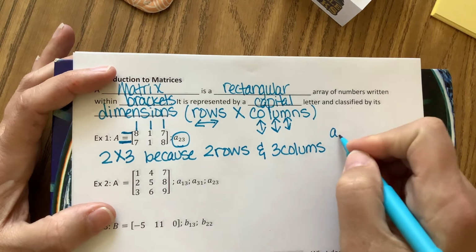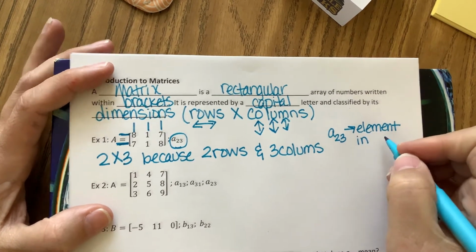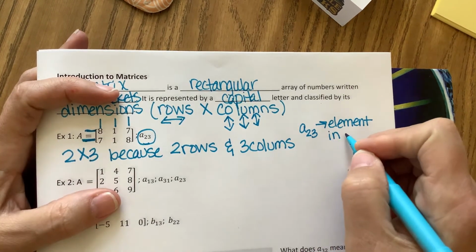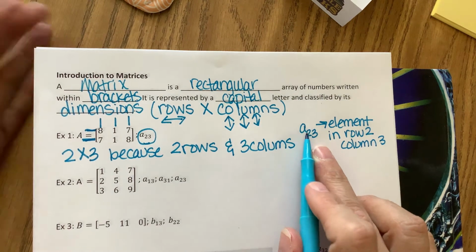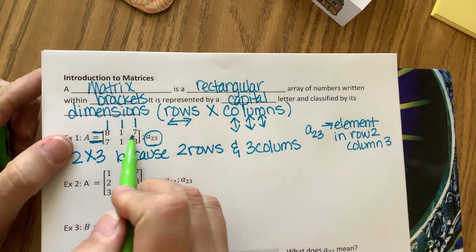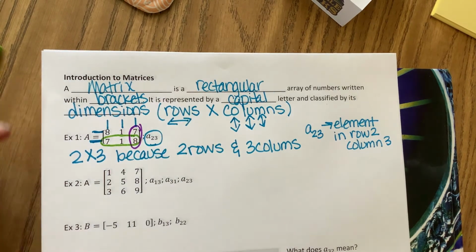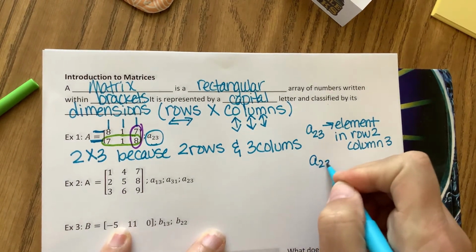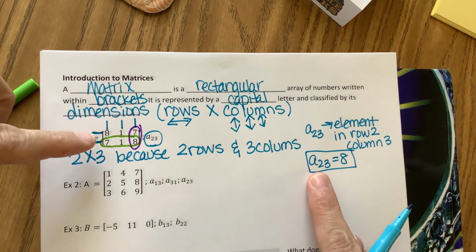That A23 is the element in matrix A in row 2, column 3. So A23 means look at the A matrix, and you're looking at the second row, third column. Second row is right there. Third column is that column right there. So what's in the second row, third column? Second row, third column is 8. So A23 equals 8. Done. So matrix A is a 2x3 because there's two rows and three columns, and A23 is 8 because that refers to the second row, third column.